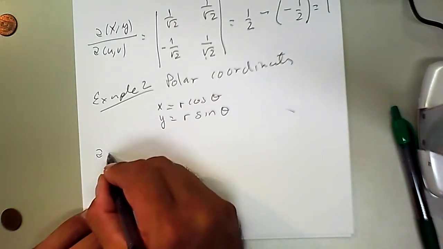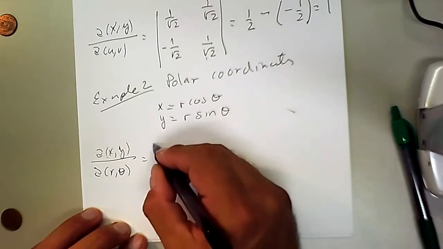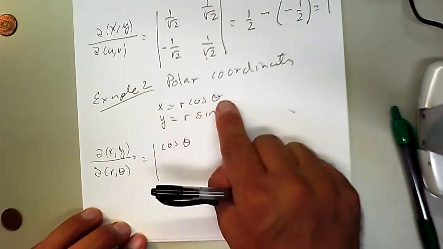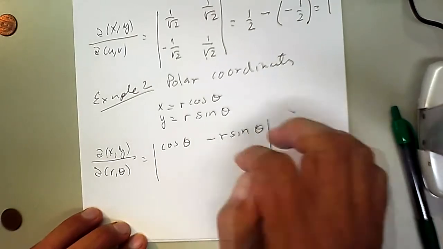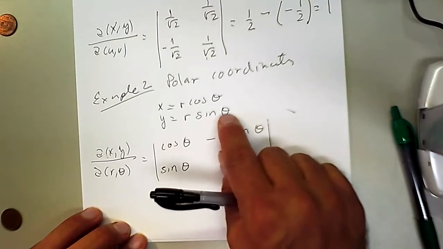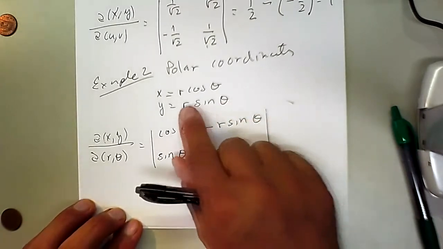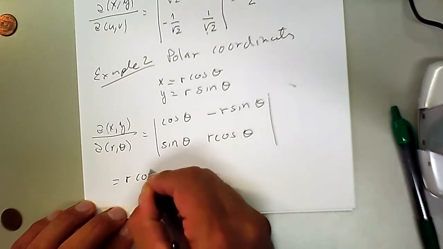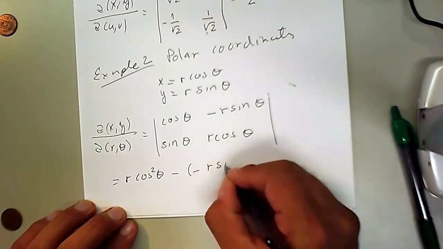So the Jacobian of x, y with respect to r, theta, let's see. The derivative of this with respect to r is just cosine theta. The derivative of this with respect to theta is negative r sine theta. The derivative of that with respect to r is sine theta. The derivative of that with respect to theta is cosine theta. Oh, I'm missing the r, because the r is a constant with respect to theta. Okay, so we got r cosine squared minus, negative rather, r sine squared theta.